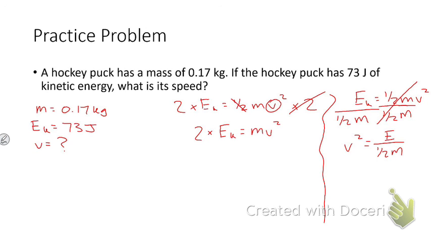If you don't enter this into your calculator properly, you're going to make the mass half of it, instead of doubling the kinetic energy. We want to double the kinetic energy and not halve the mass. So if you do this and you're not careful entering it into your calculator, you're probably going to get the wrong answer, which you don't want. So do not do this. Don't even think about that.